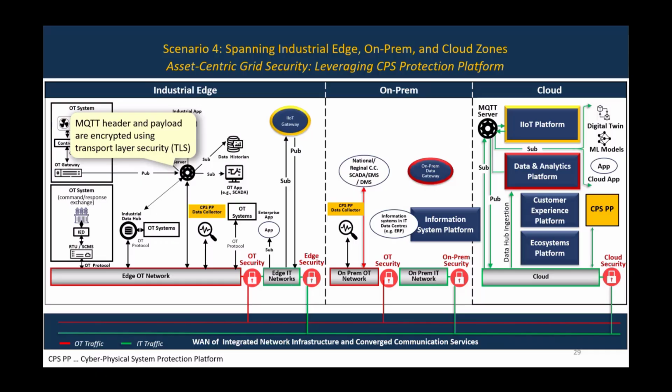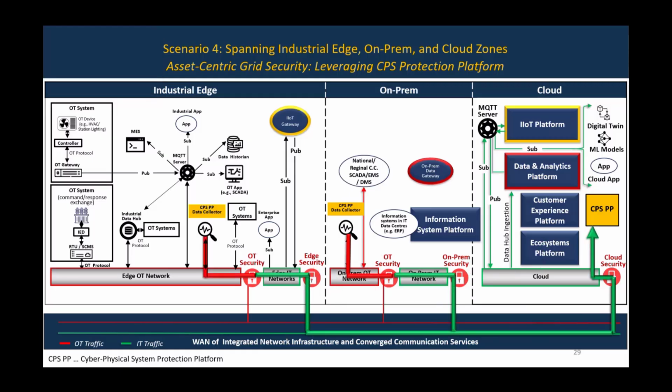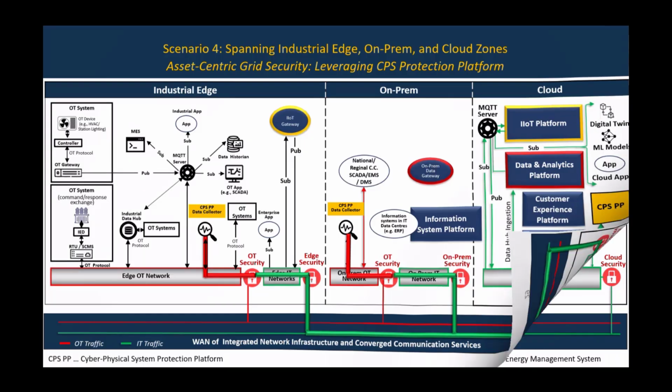Regarding the message queue telemetry transport broker, all the message queue telemetry transport headers and payloads are encrypted using transport layer security. And regarding the industrial edge active components in general, all the appliances, including firewalls, gateways, and the cyber physical system protection platform data collector, are authenticated via X.509 certificates. And here is how the data flows from the data collectors to the cyber physical system protection platform.